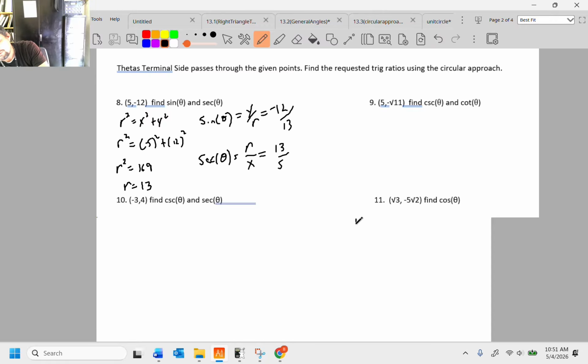Number 11 has some radicals in there. First off, we'll have to figure out the radius. R squared is root 3 squared plus negative 5 root 2 squared. If you square a root of 3, you get 3. If you square negative 5 root 2, you get 25 times 2. You get 50.